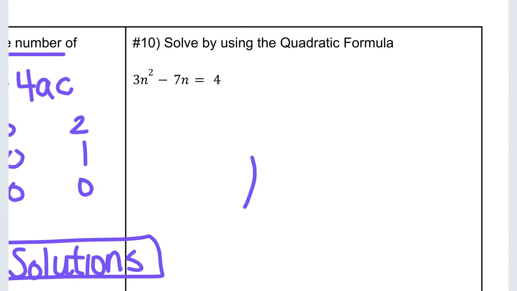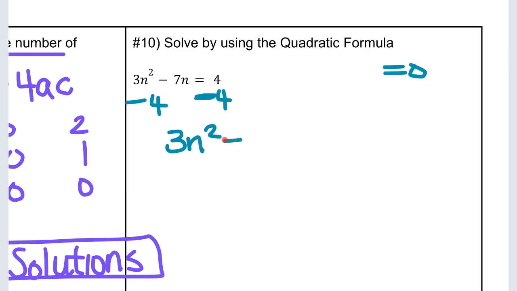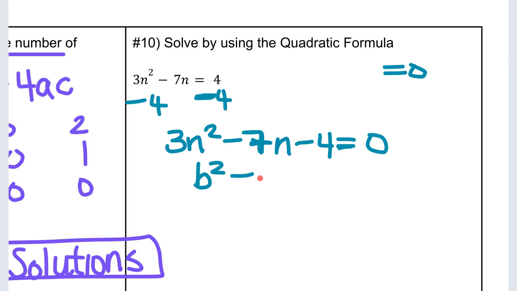Now we're going to move forward to solve by quadratic formula. Quadratic formula consists of setting the equation equal to 0. So let's subtract 4 on both sides. 3n squared minus 7n minus 4 equals 0. We're finding b squared minus 4ac.